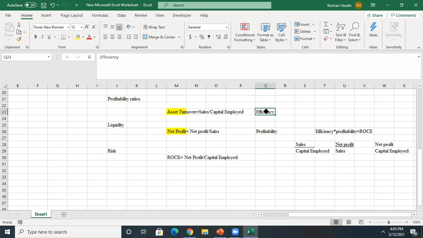Even it can be the other way around. You are not efficient. Right? When you come to this input-output relationship, you are not good at converting the assets or the capital to the sales. But still, you are doing well in terms of profitability.